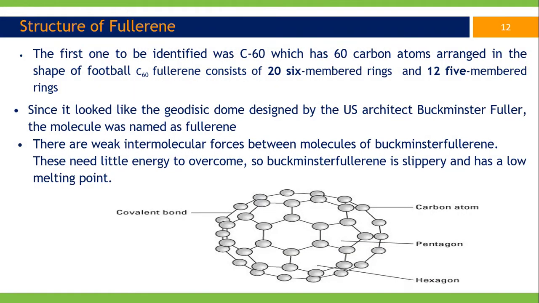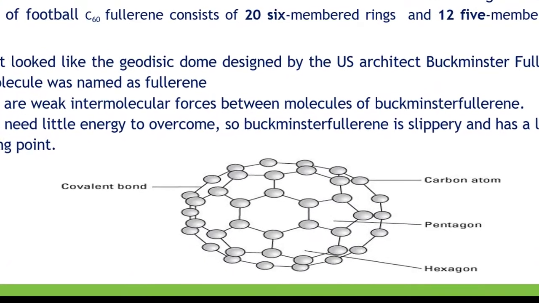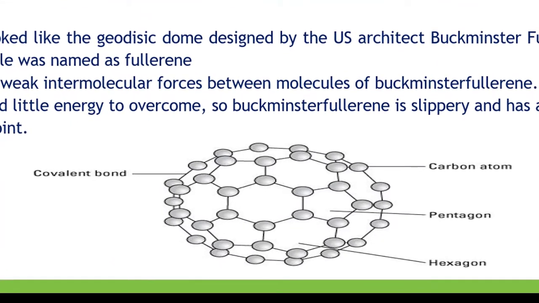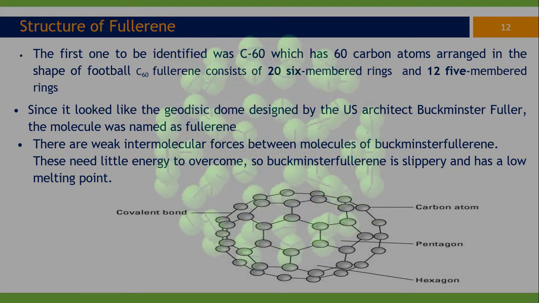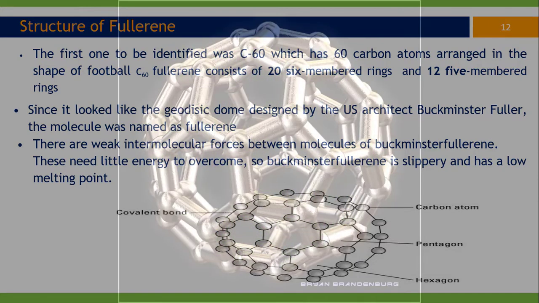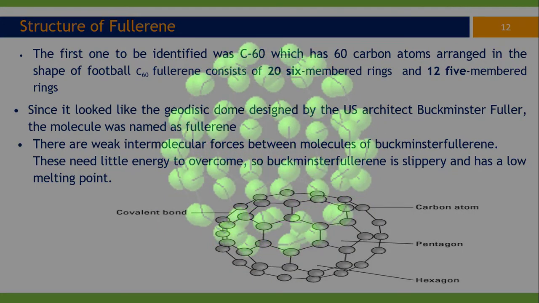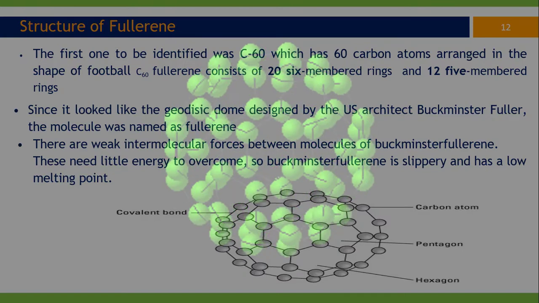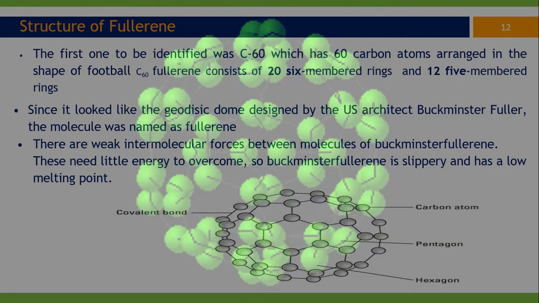Another allotrope of carbon is fullerene. Structure of fullerene. The first one to be identified was C60, which has 60 carbon atoms arranged in the shape of a football. C60 fullerene consists of 20 six-membered rings and 12 five-membered rings. Since it looked like the geodesic dome designed by the US architect Buckminster Fuller, this molecule was named fullerene. There are weak intermolecular forces between the molecules of Buckminster fullerene. These need little energy to overcome, so it is slippery and has a low melting point. Look at the fullerene form of carbon.